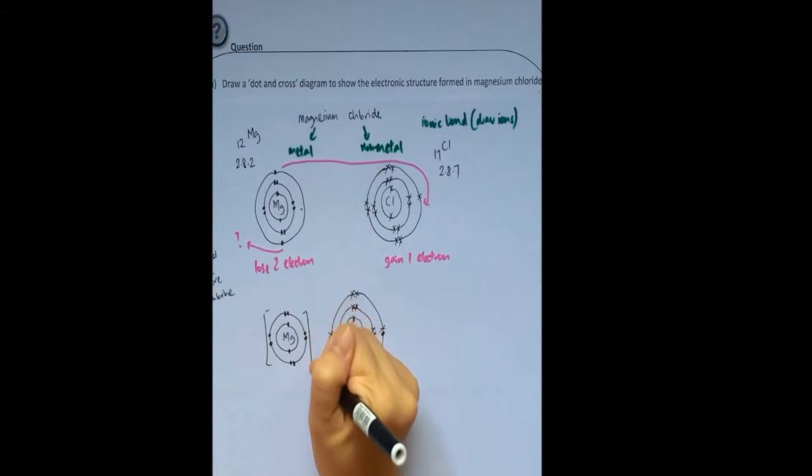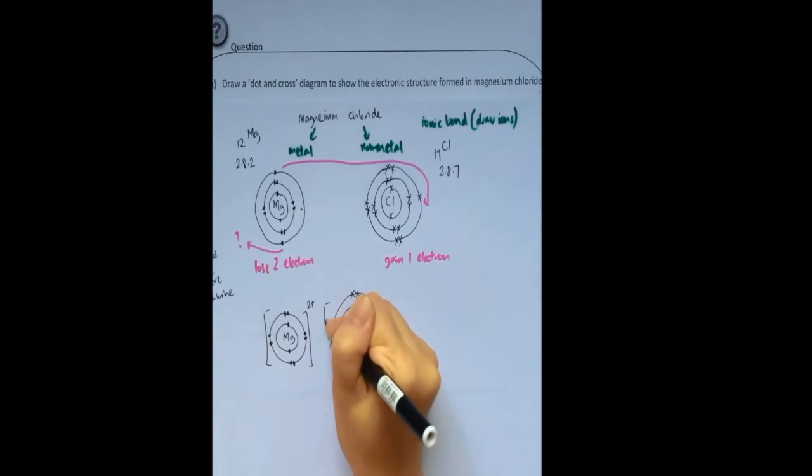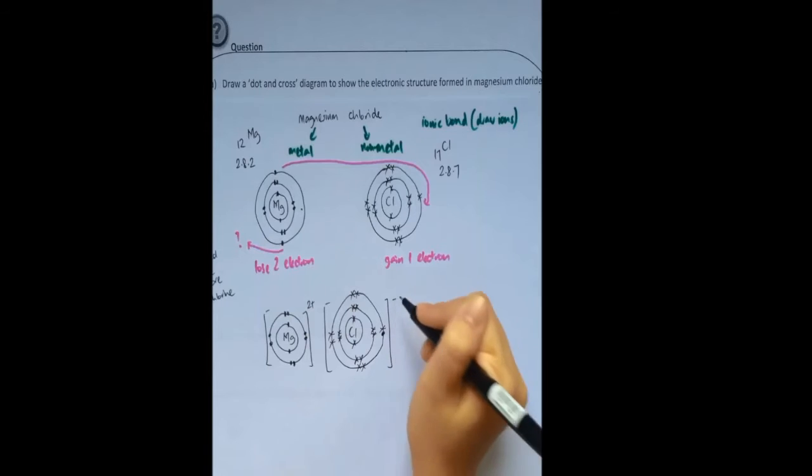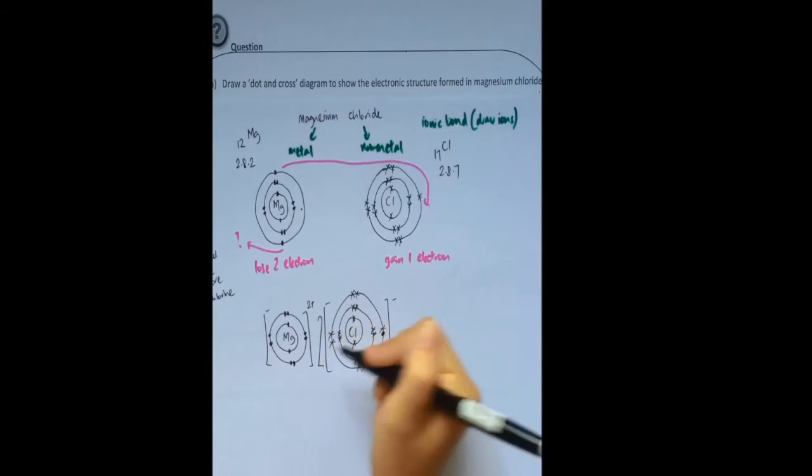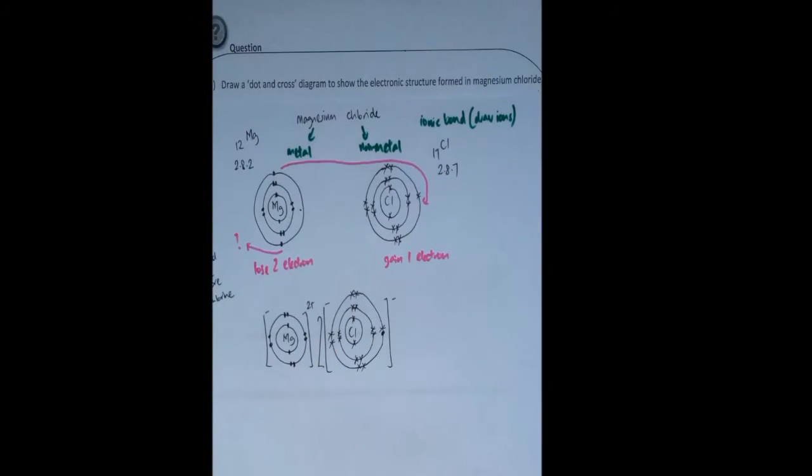Then we must put in our brackets: 2 plus charge because magnesium is in group 2, minus charge because it's in group 7 for chloride, and because we need 2 chloride ions, we put a number 2 in front of the chloride ion. So that is how we draw the dot and cross diagram for magnesium chloride.